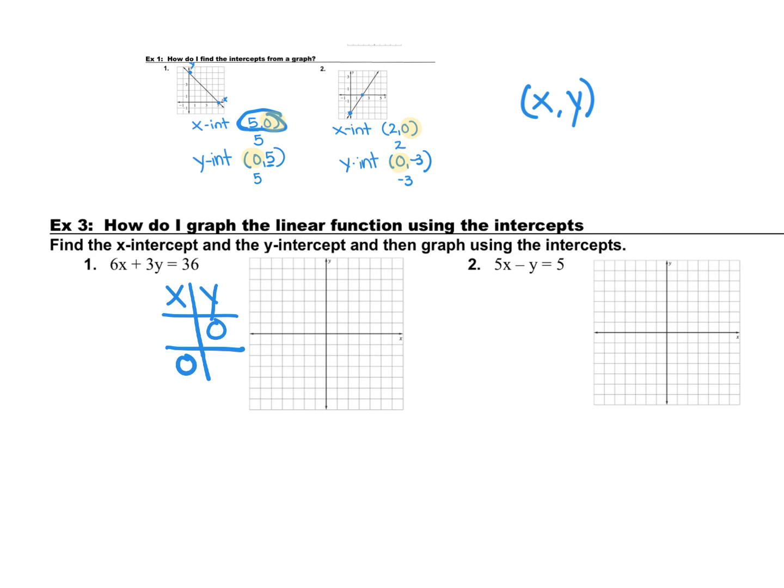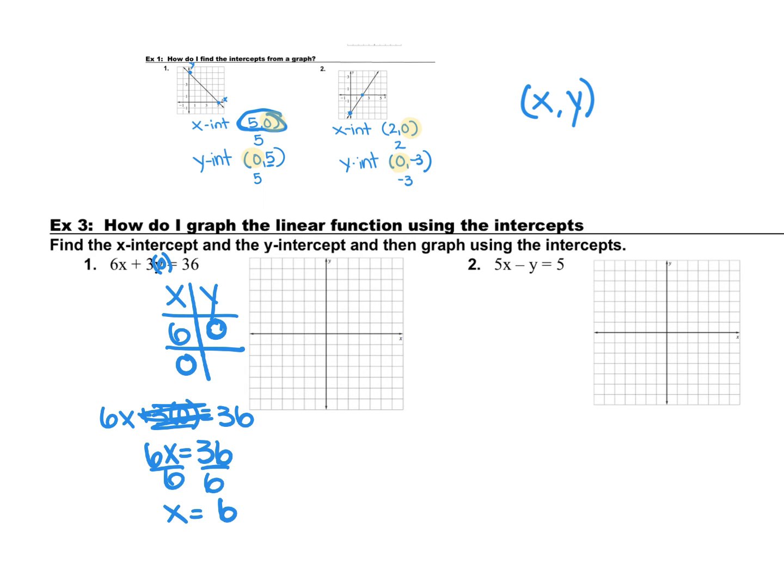But what we're doing then, when we're finding the x-intercept, is plugging in 0 for y. And so I have 6x plus 3 times 0, and that's going to be equal to 36. So then these cancel out or make 0. So you have 6x is equal to 36, and then I would divide by the 6, and x would be equal to 6.